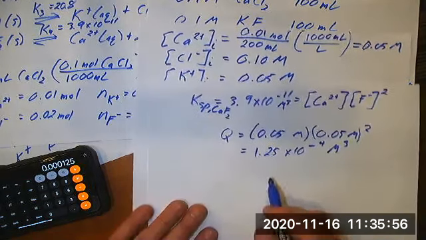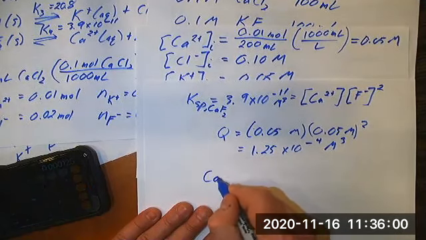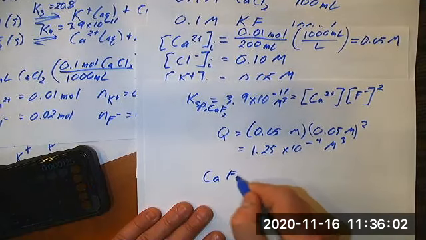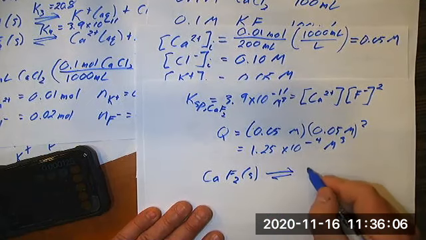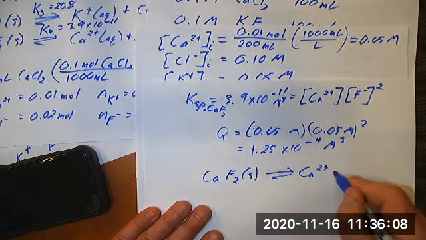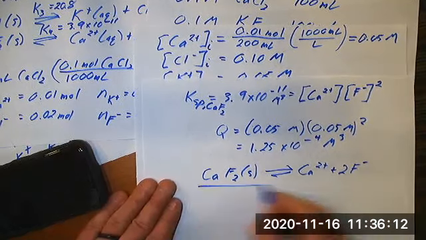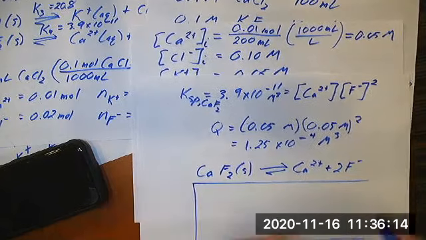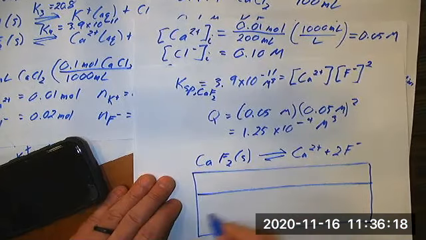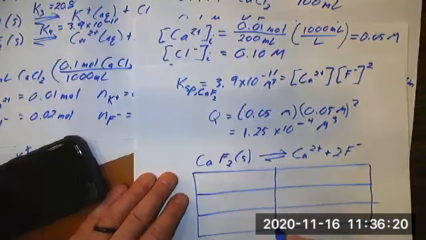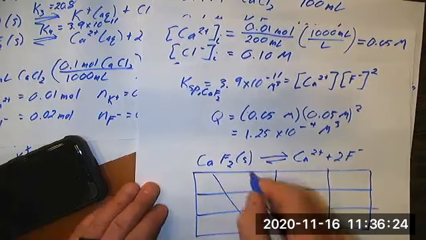So that means it's now time for our ICE table. Let's write our reaction: CaF2 solid in equilibrium with Ca2+ plus 2F minus.